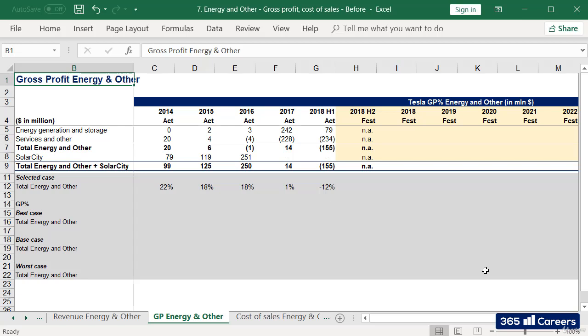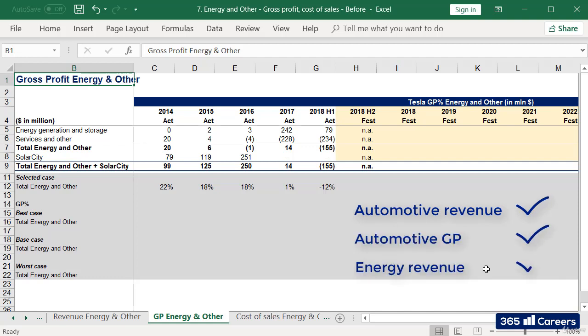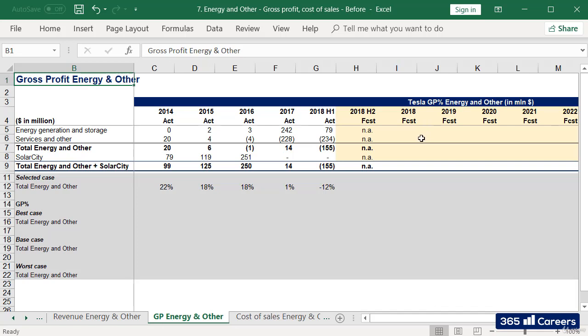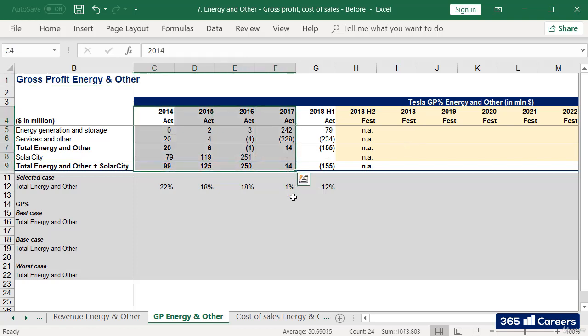Okay, we're getting there. After this lesson, we will have forecasted both Tesla's automotive revenue and gross profit, and also the revenue and gross profit from its other two business lines. The missing piece, of course, is the gross profit of the energy generation and services business lines. Here's the past data observed between 2014 and 2017. We also have data for the first half of 2018.